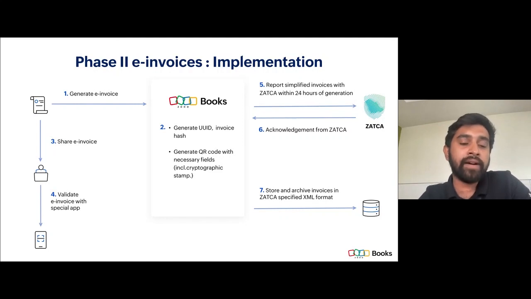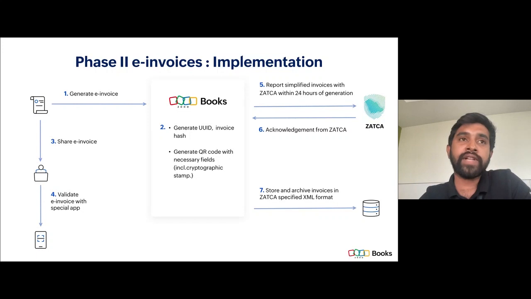Now the buyer will be able to scan this particular QR code, which is present in the invoice, using a toolkit which can be downloaded. It's an SDK toolkit, which is available to be downloaded from the App Store or the Play Store. This is the case with the standard tax invoices. When we talk about the simplified tax invoices, you can have the invoices shared with the buyer, but you will have to report these invoices to ZATCA within 24 hours of generation. That is the requirement when it comes to the simplified tax invoices.